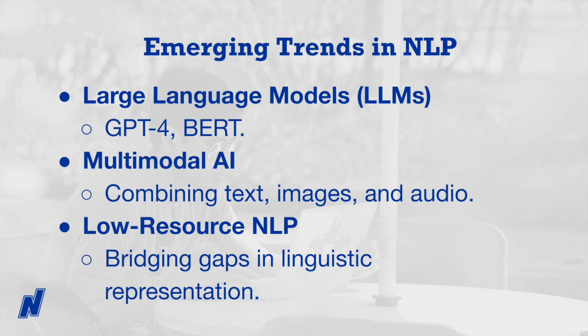The future of NLP is being shaped by several transformative trends. Large language models, LLMs like GPT-4 and BERT, are pushing boundaries in understanding and generating human-like text. These models demonstrate impressive fluency and accuracy across various tasks, from summarization to creative writing. Another exciting development is multimodal AI, which integrates text, images, and audio for richer interactions. For example, DALL-E generates images based on textual descriptions, combining computer vision and NLP.